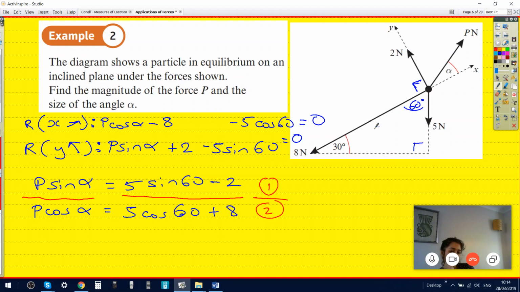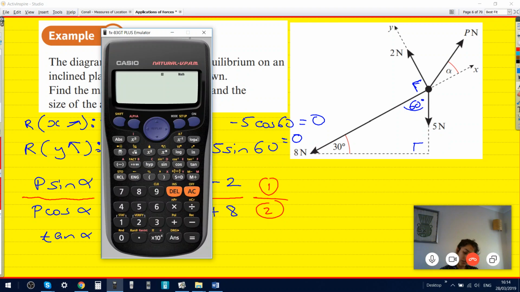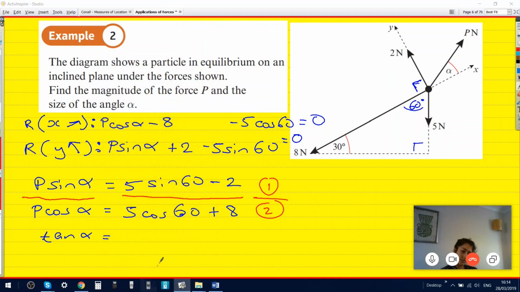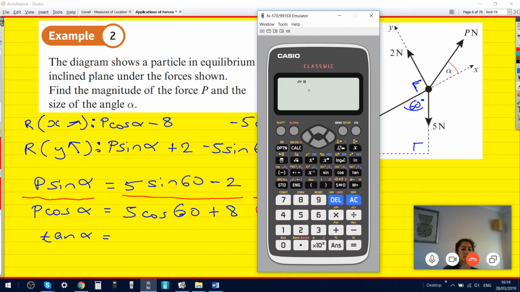So tan alpha equals a bunch of stuff, whatever that is. Oh, you can do it, or should I do it? You can do it. Why don't we both do it? Okay. Cos 60.